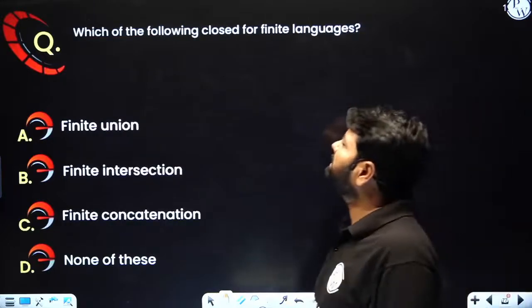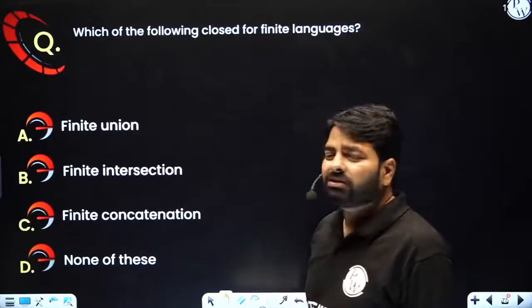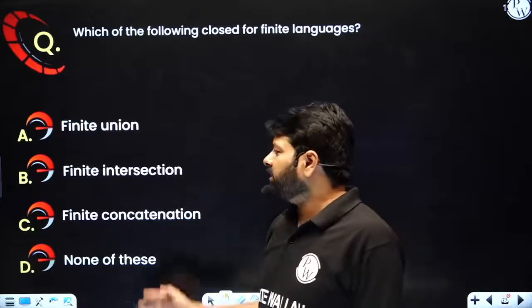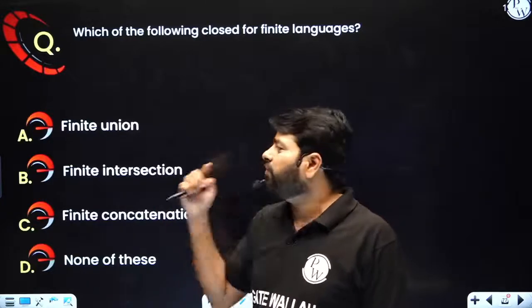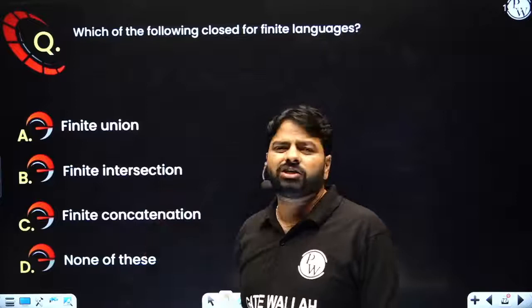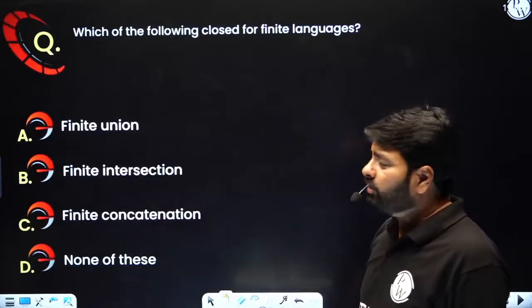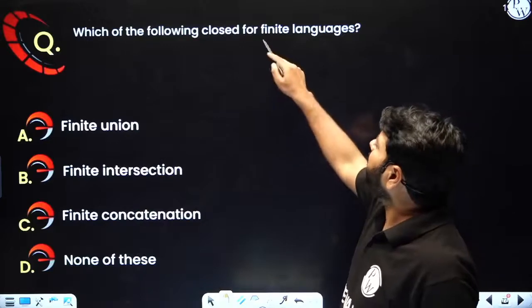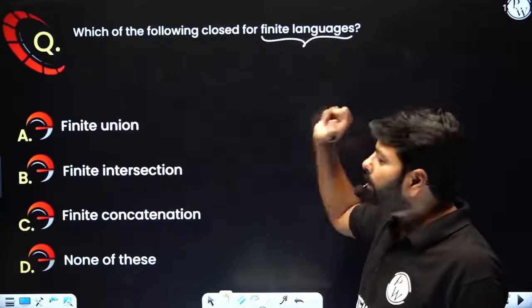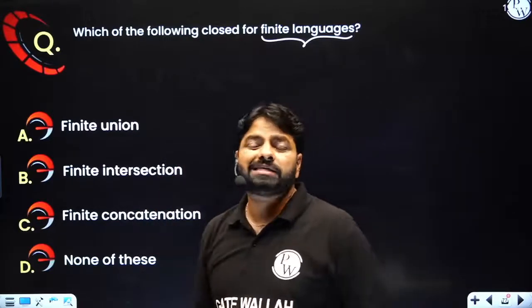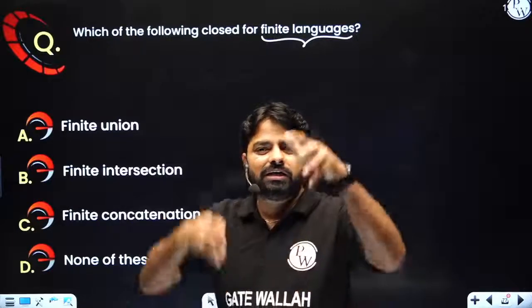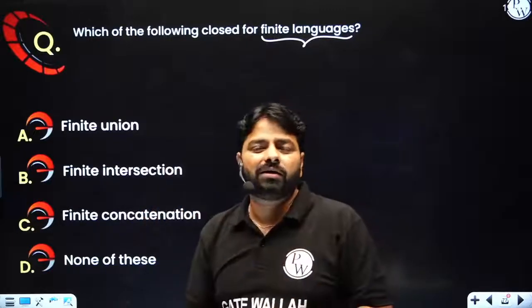Which of the following is closed for finite languages? Very interesting. These are things you have to work on: finite union, finite intersection, finite concatenation. I'm just going to give the answers for these operations. Finite languages is your domain, but the operation is not just union, it's a finite union. It means the number of inputs you take is finite.